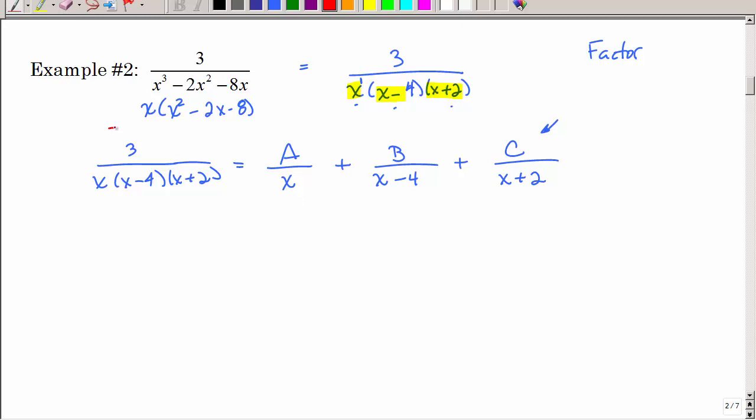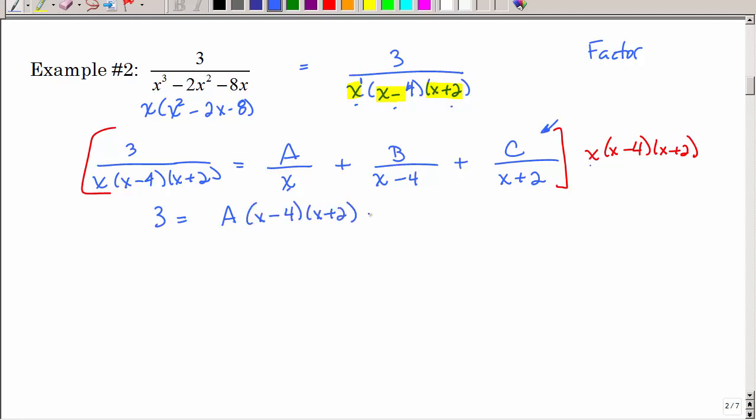The next thing we need to do is get rid of the fractions by multiplying by that original denominator. So that's going to leave us 3. The x's would cancel, and that would leave me x minus 4 times x plus 2. On the next one, the x minus 4's would cancel, and it would leave me this. And then here, the x plus 2's would cancel. There. Now I need to solve for my a, b, and c.